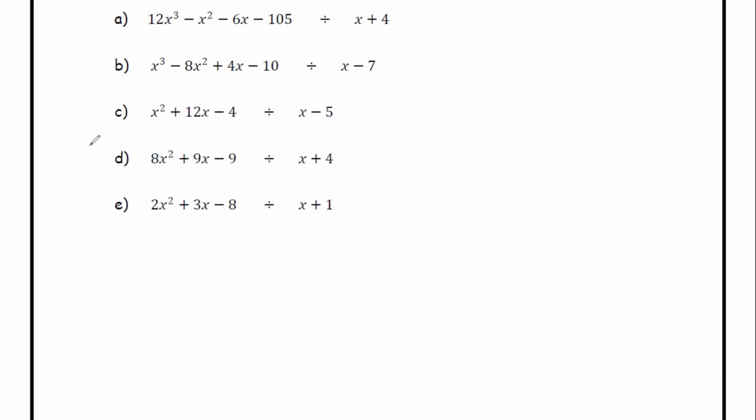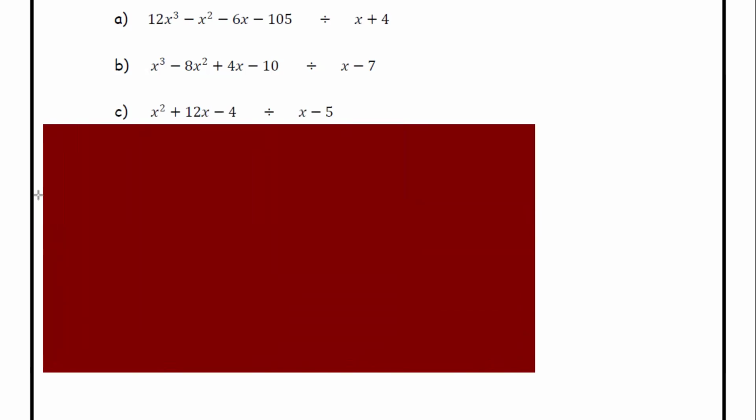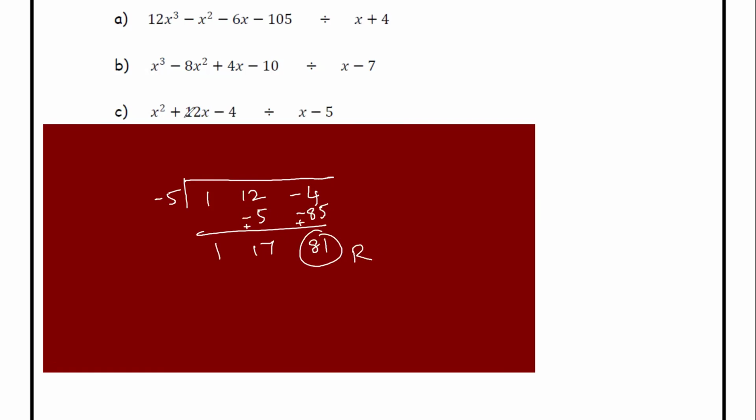C. Synthetic division: 7, minus 5, 1, 12, negative 4. Bring down the 1. So minus 5 into 1 is minus 5. Change the sign. 17. Minus 5 into 17 is minus 85. Change the sign and you got 81. So 81 is your remainder. Since it was x squared, this one will be x, like 1x, and this one will be 17 also. So x plus 17 is my quotient, 81 is my remainder.